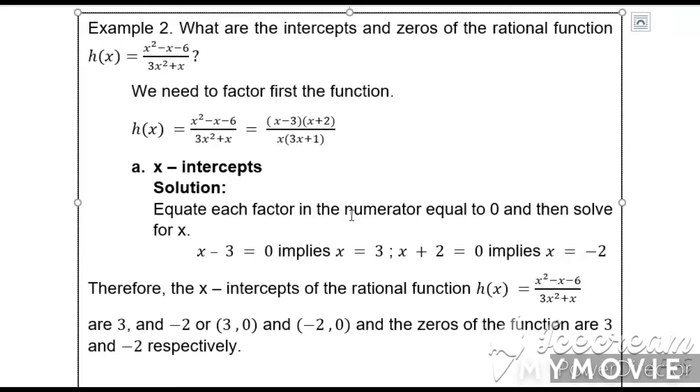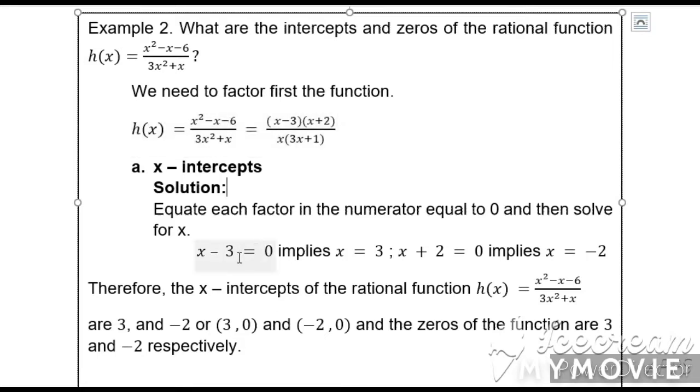So first, we are going to find the x-intercepts for our solution. Equate each factor in the numerator equal to 0 and then solve for x. So only the numerator, factors of numerator solving for x, because when you multiply the denominator to the h of x, which is our 0, y value becomes 0, automatically it becomes 0.